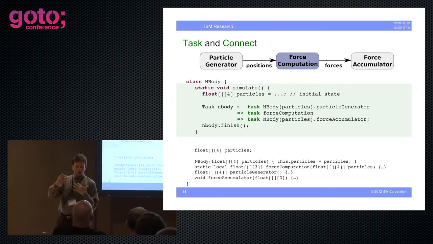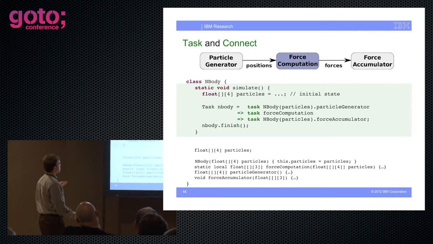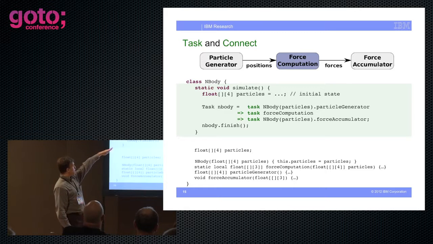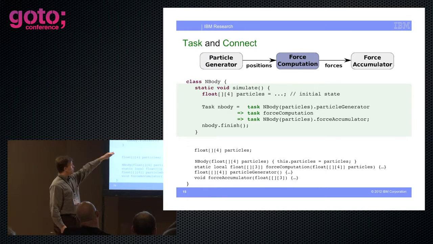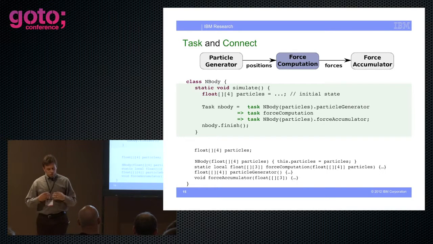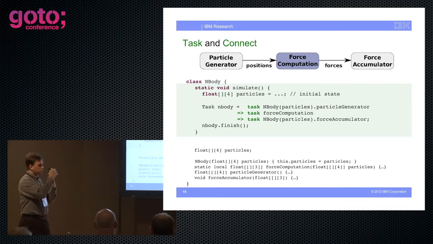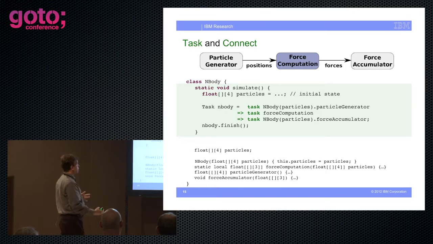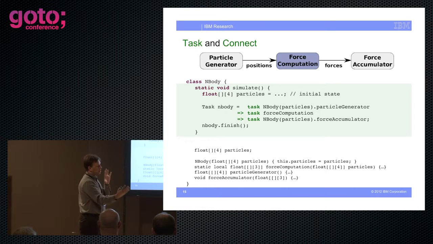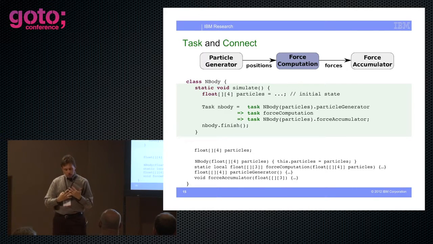This virtualizes communication. It is saying that the output of the first task, the particle generator, will be fed as the input to the second task, force computation. The output of that task will be fed into the third task, which is the force accumulator. So what we have here is very much a task parallel, coarse-grained data flow programming model, and that's at least the outer level of parallelism by which you'll express your computation.